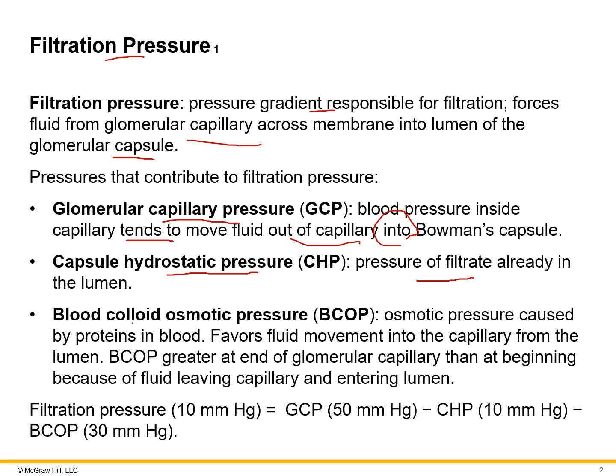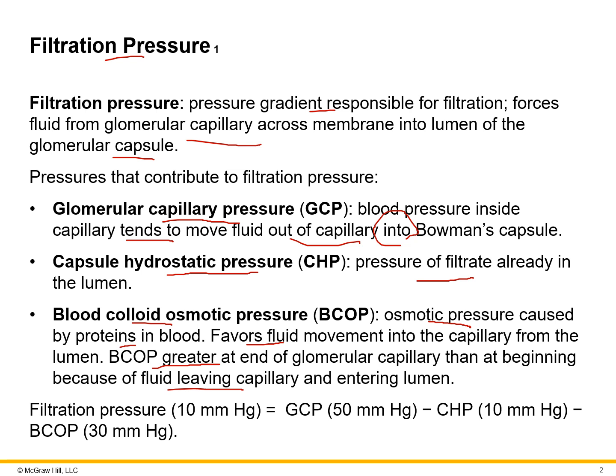Then we have the blood colloid osmotic pressure. In osmosis, we're talking about the movement of water. So that osmotic pressure is caused by the proteins in the blood. Remember, most of the stuff can come out into the glomerulus or into Bowman's capsule, but a lot of the bigger proteins and cells stay in the blood. So this favors movement into the capillary from the lumen, going from hypotonic to hypertonic. That osmotic pressure is greater at the end of the capillary than at the beginning.